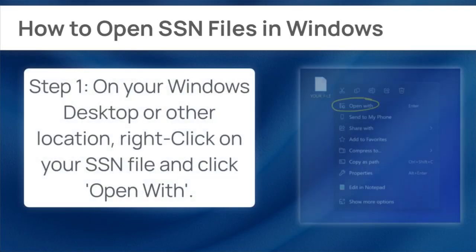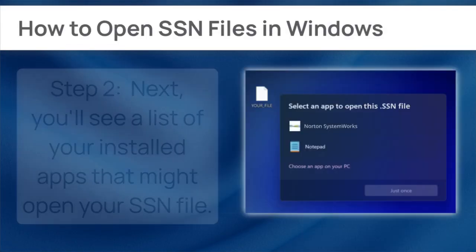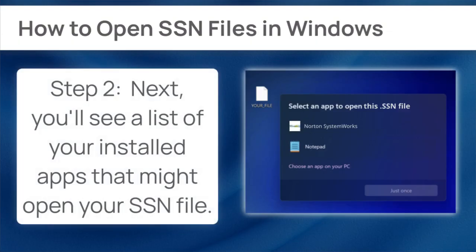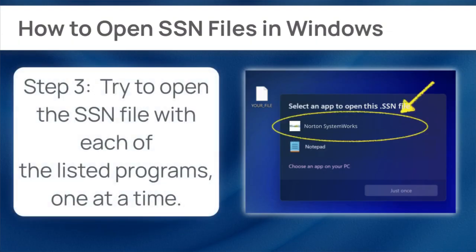Open the menu by right-clicking your SSN file and choosing Open With. Test Norton SystemWorks first if it is visible. If not, select another application. Different tools have different strengths with specific formats.